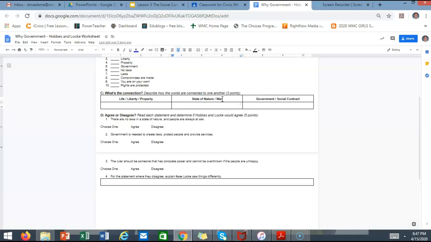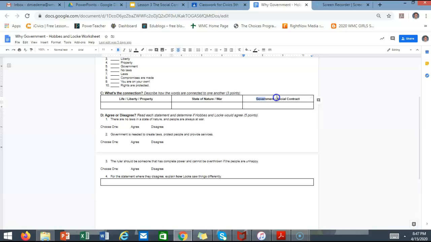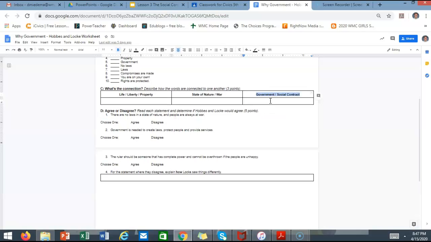That's the connection. Government, social contract, how are these two connected? Well, the social contract is when people give up their freedoms to the government, and in return the government's part of the social contract is to protect their natural rights. Okay, some people tried to blend all 3 of these groupings of words together, and that's not what you needed to do. It was each one separately.